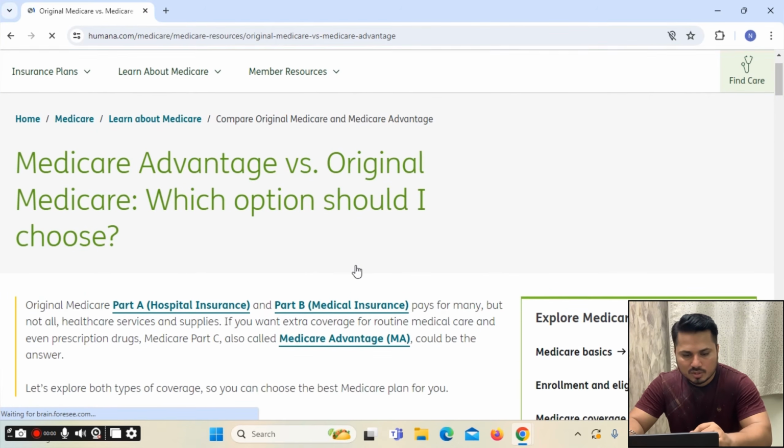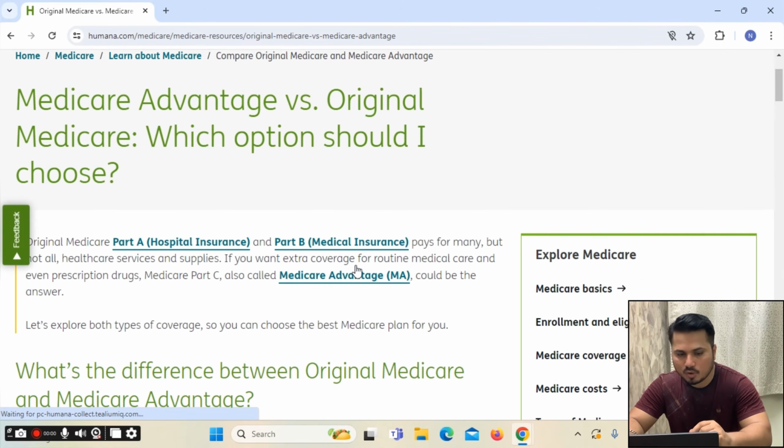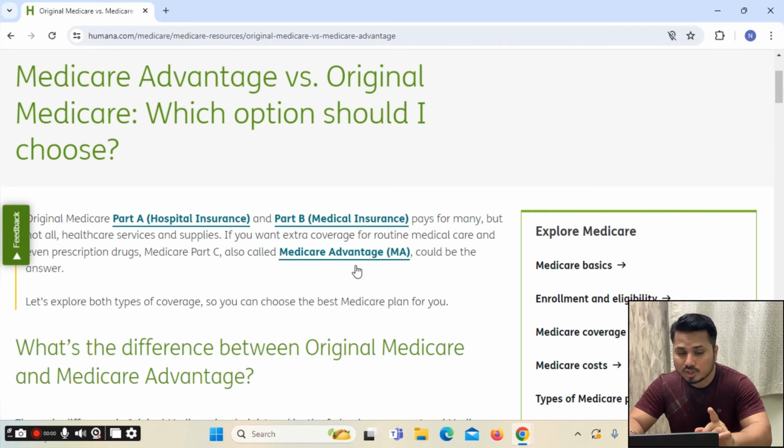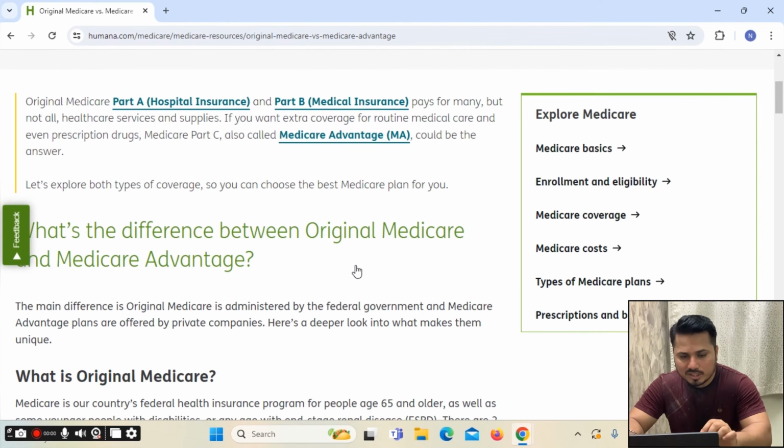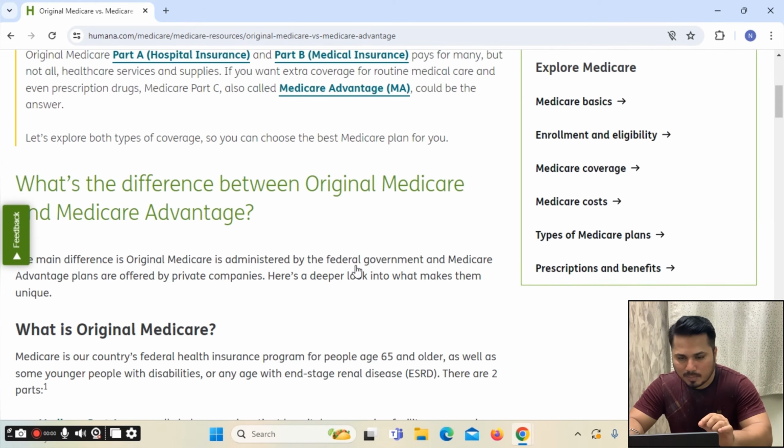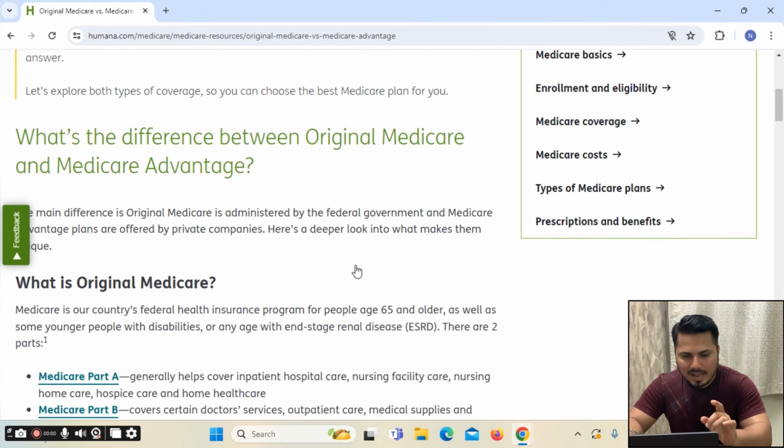All right. So here, Medicare Advantage versus original Medicare. Which option should I choose? Now, original Medicare Part A, hospital insurance, and Part B, medical insurance, pay for many, but not all, healthcare services and supplies. If you want extra coverage for routine medical care and even prescription drugs, Medicare Part C, also called Medicare Advantage, could be the answer. Now let's explore both types of coverage so you can choose the best Medicare plan for you.